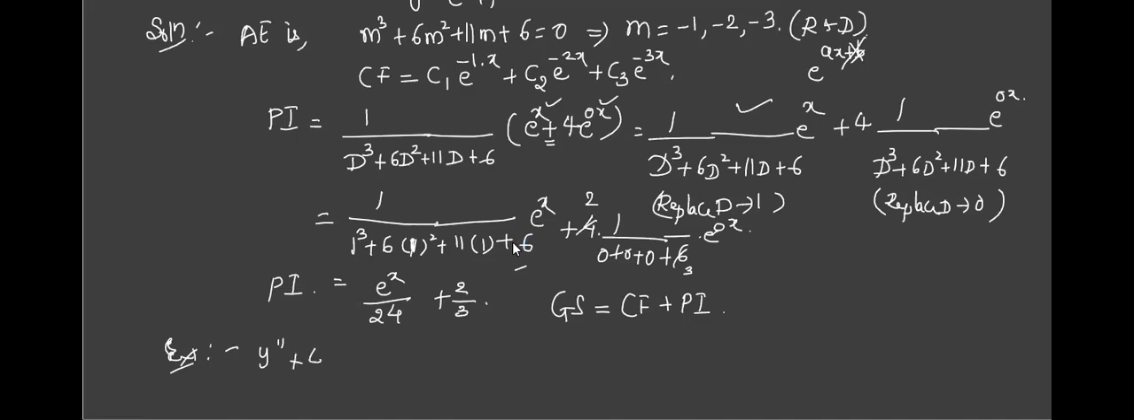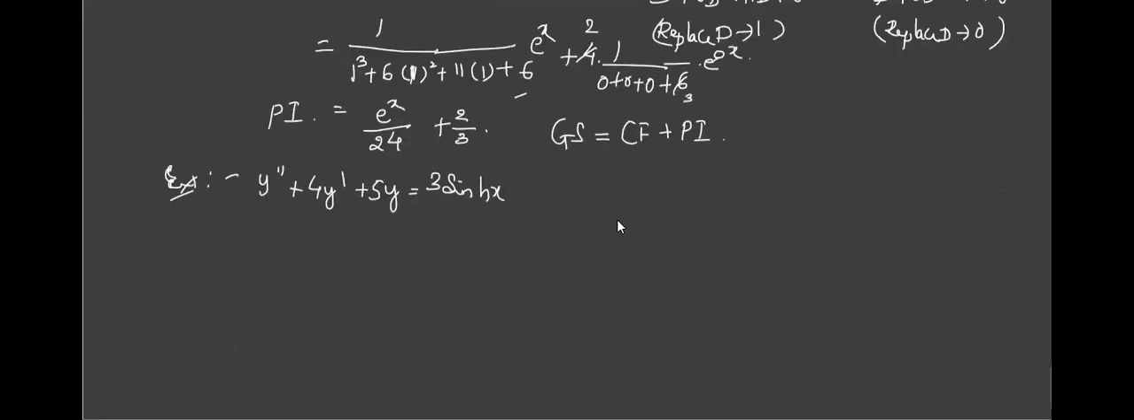Write this: y double dash plus 4y dash plus 5y is equal to 3 sine hyperbolic x. Tell me the equation in terms of D. For y double dash, how to write? D square y plus 4 D y plus 5y is equal to 3 into sine hyperbolic x. Now, we know the procedure, second type, for how to write sine hyperbolic x.